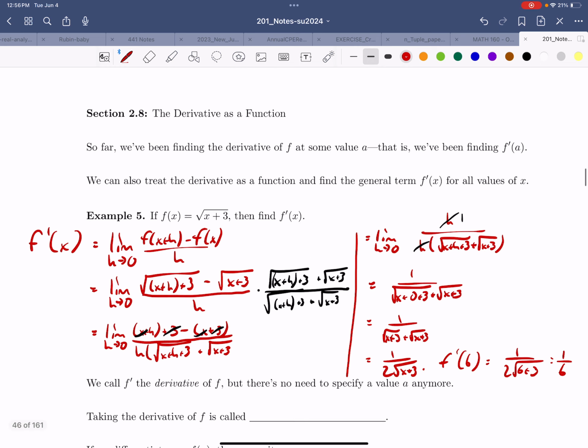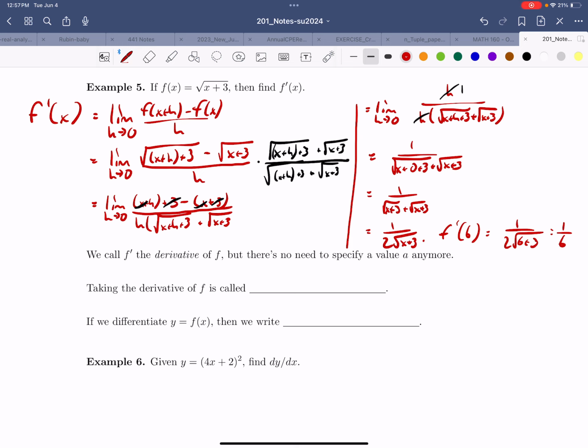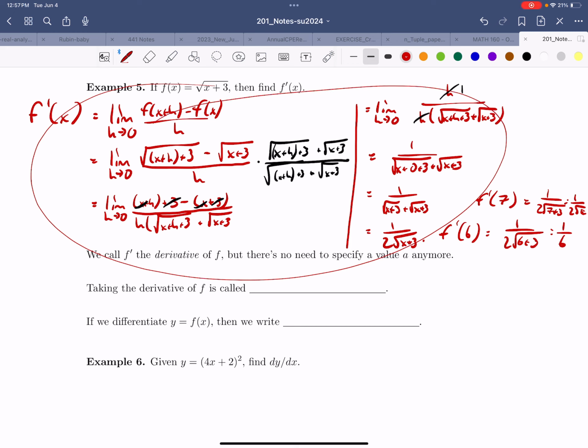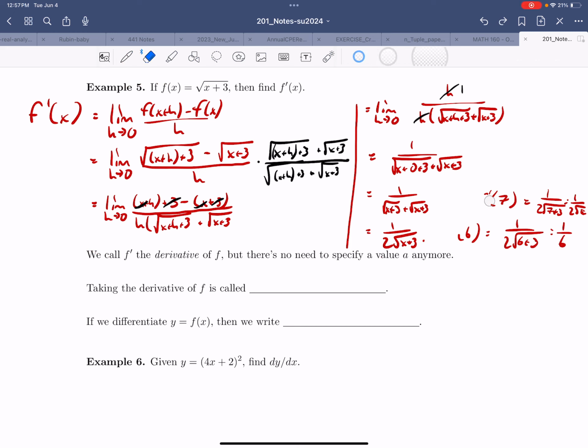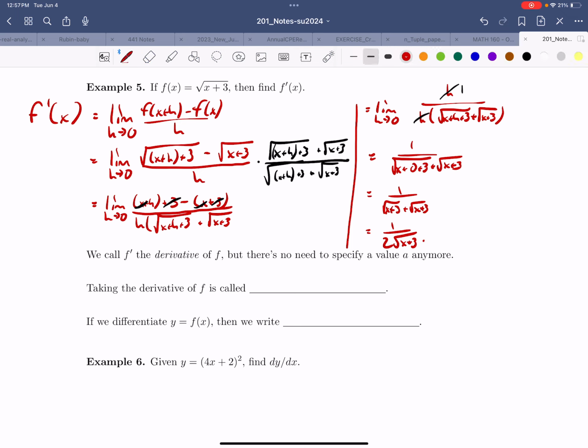But if I said, no, hold on a second, we actually want to do it for 7. And say, oh, okay, f prime of 7 equals 1 over 2 root 7 plus 3. 1 over 2 root 10, right? We didn't have to do any more work, right? So solving the general case can be desirable. And a lot of times, especially in Chapter 3, we're not going to necessarily evaluate the derivative at a point. We're just going to find the general derivative function, and then if there's a point of interest, we'll plug it in afterwards. Okay?